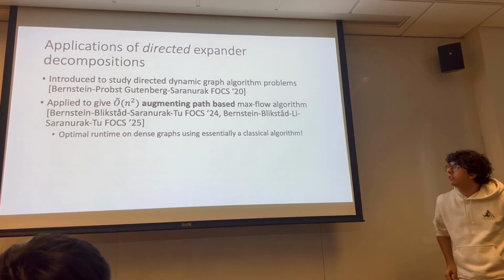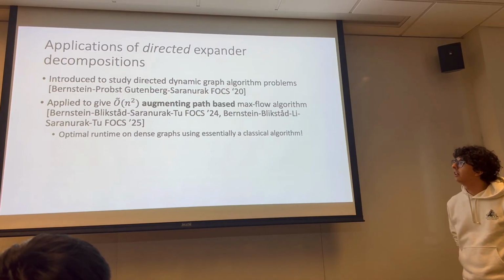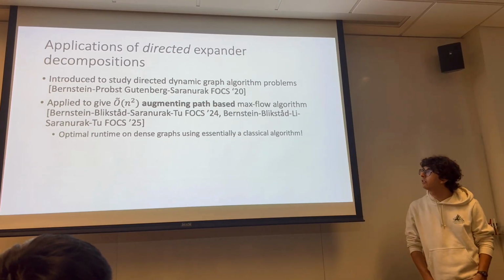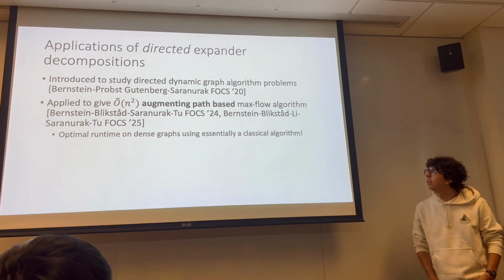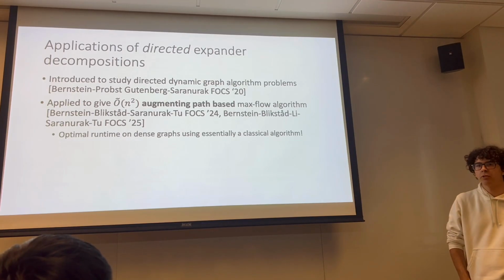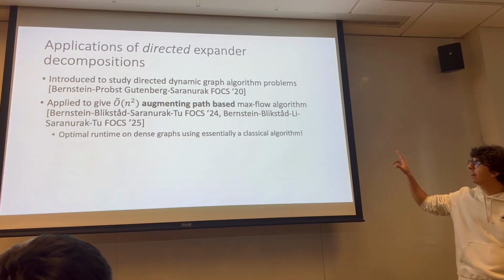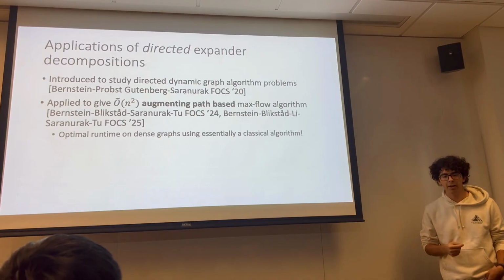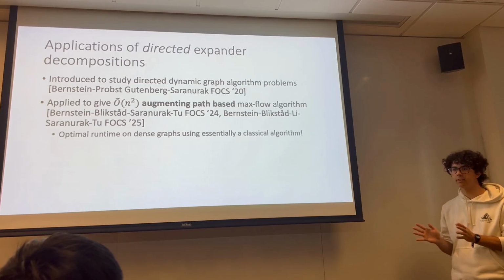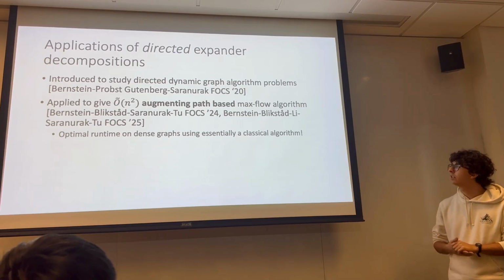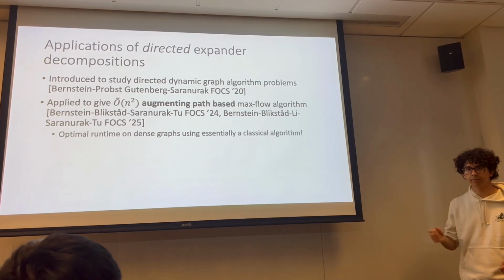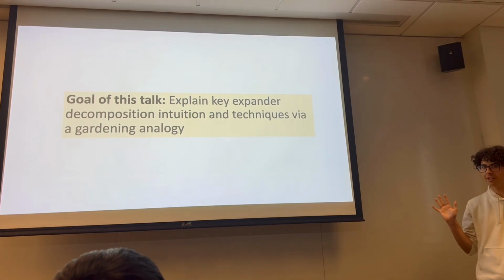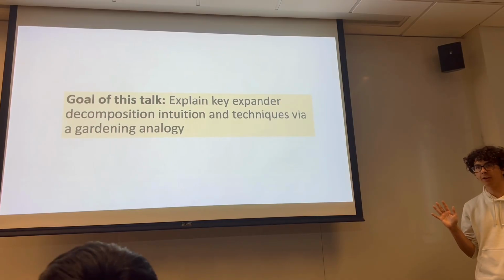I think the most interesting home is this almost linear time, or on the order of n squared up to log factors, augmenting path-based max flow algorithm, which if you've heard of the classical push relabel algorithm, this is just that algorithm, but you strengthen it with hints from directed expander decompositions. And somehow this classical algorithm plus these hints from directed expander decompositions gives you an optimal algorithm on dense graphs. I hope that those applications convince you that expander decompositions are useful.